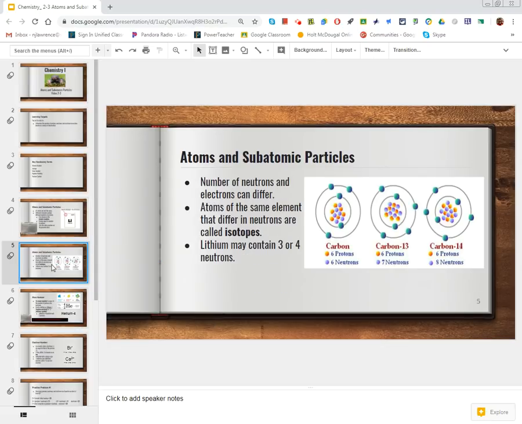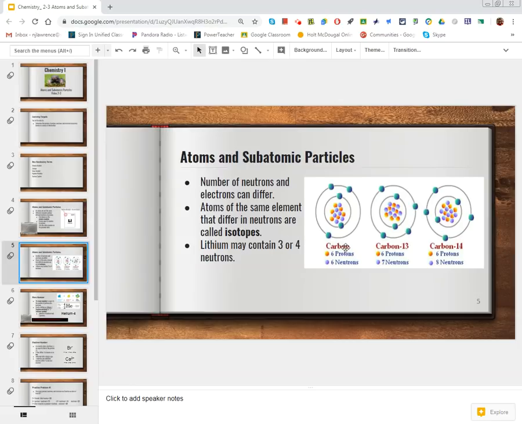Now, we can see that even though every atom of an element has the same number of protons, it can have a different number of neutrons and a different number of electrons. Let me say it again. If it's the same element, it must have the same number of protons. However, atoms of the same element could have different numbers of neutrons and different numbers of electrons.